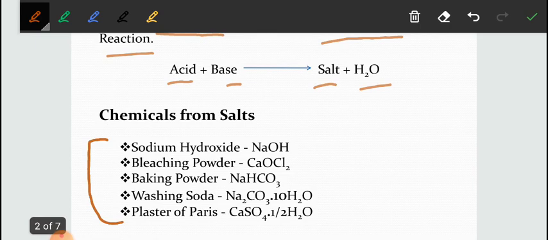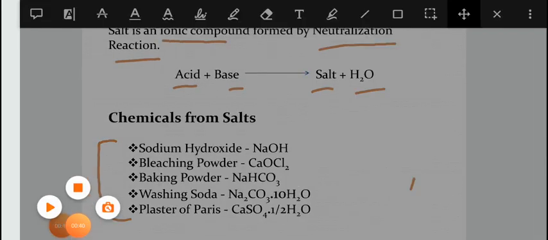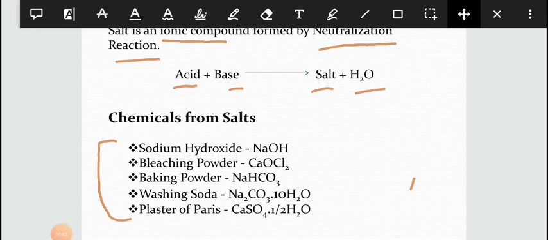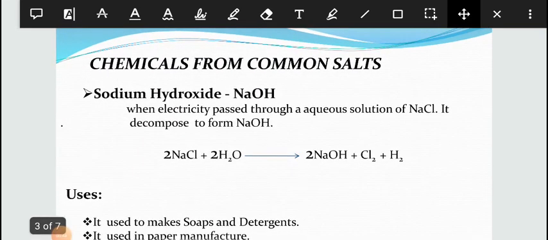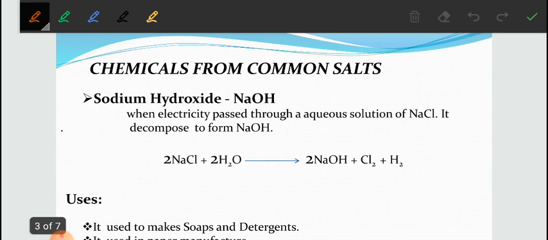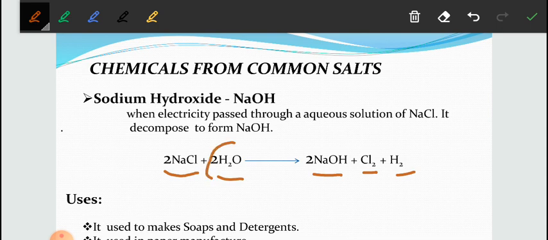Here are some chemicals which we are going to obtain from salt. We are going to have a brief discussion on these topics. Let's start with our first chemical, that is sodium hydroxide. Its chemical formula is NaOH. When we add NaCl in water, we will get NaOH, which is sodium hydroxide. It will liberate chlorine as well as hydrogen gas. Means with the help of electricity, when we add NaCl in water, we will get sodium hydroxide and chlorine along with hydrogen.